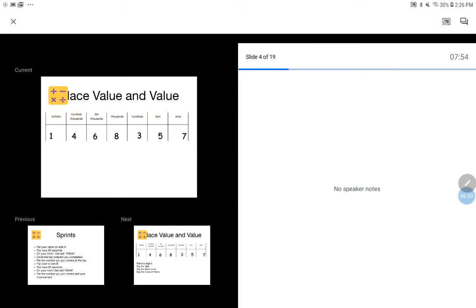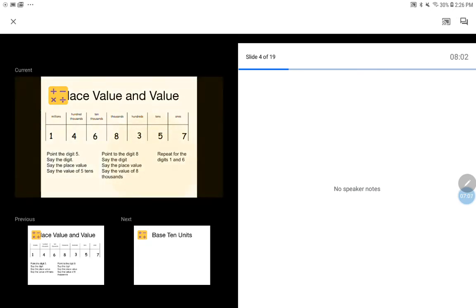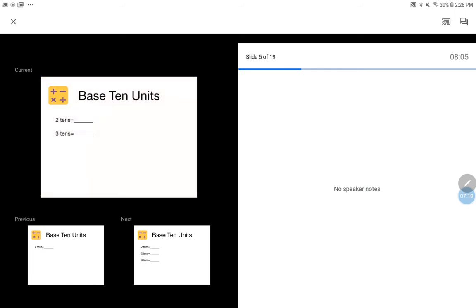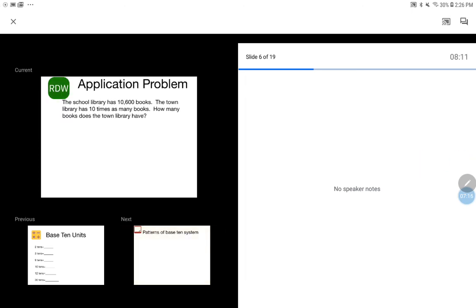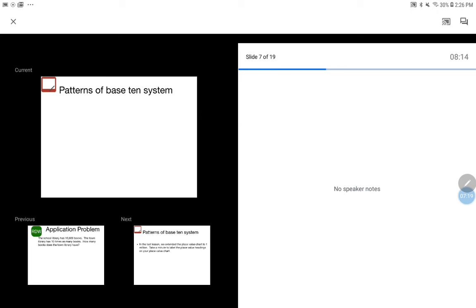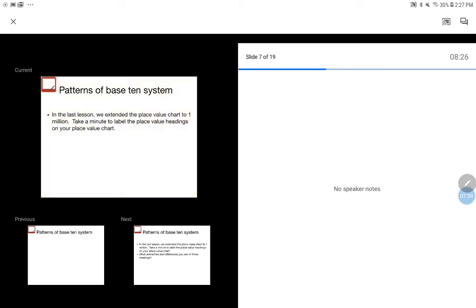All right, so in the last lesson, we extended the place value chart out to the millions place value. I'm going to skip through a little bit of this real quickly. We're going to talk about some patterns that are in that chart. So on Monday, yesterday, we named our place values all the way to the millions place value. So on your work mat, take just a minute to label the headings in your place value chart. Go ahead and name the place values.